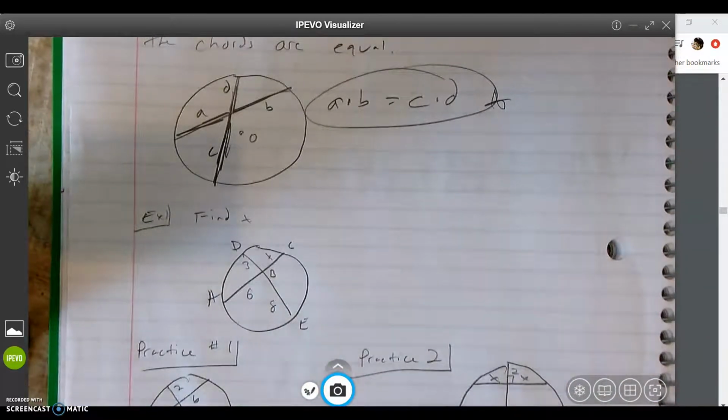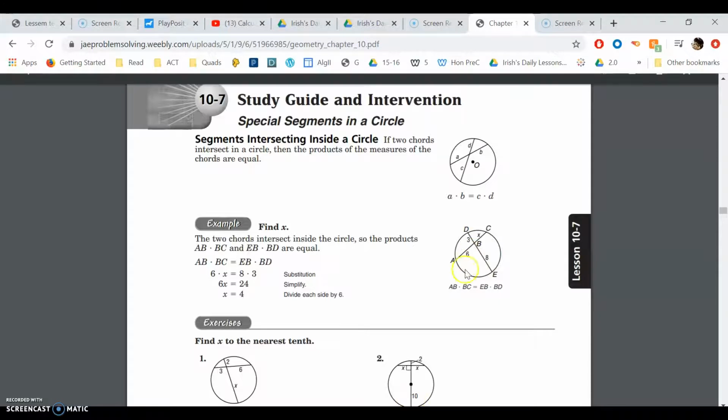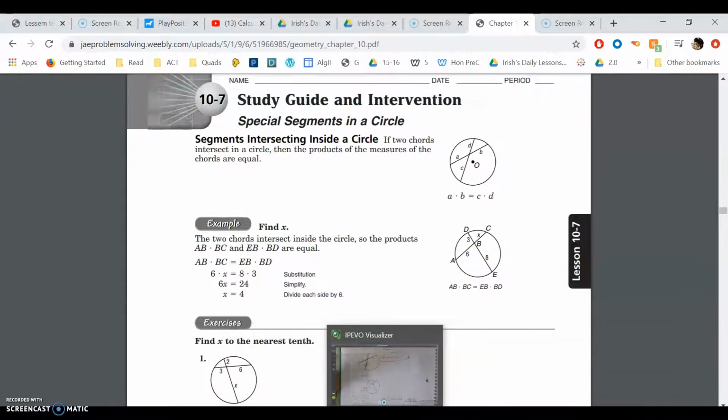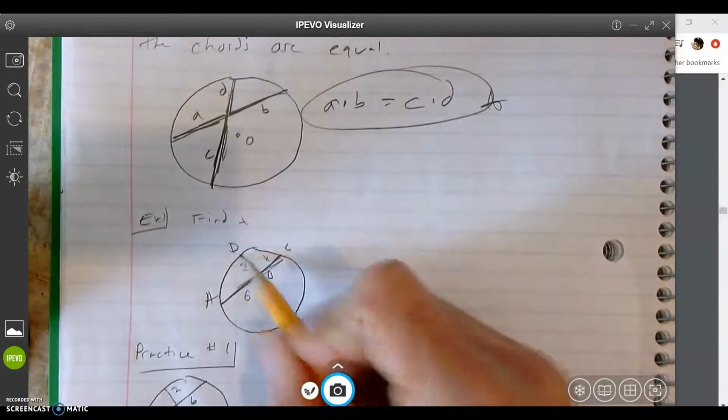Find X. So it's the same thing here. Pause the video. Draw that. All right, so you'll find X in this picture. Find that distance. No problem. Okay, so you see I have two chords.